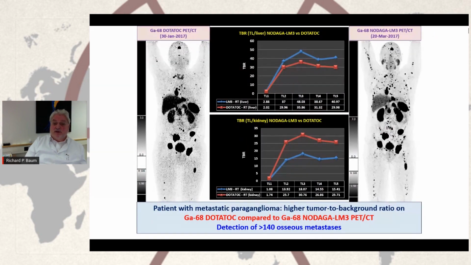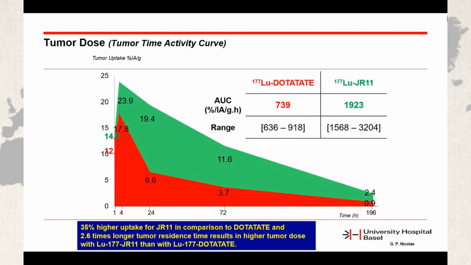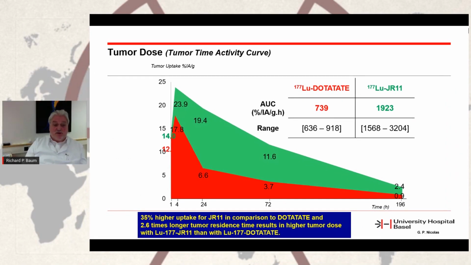And also, if you look at the bone metastasis in our hands, the antagonist LM3 was more sensitive in detecting bone metastases, as shown in this patient with paraganglioma, compared to DOTA-TOC PET-CT. What is more important than imaging actually is that for therapies, the antagonists have a much longer residence time in tumor, as you can see here for JR11. These are data from the University Hospital of Basel by Guillaume Nicolas. And also that the initial uptake is higher as compared to the agonist.